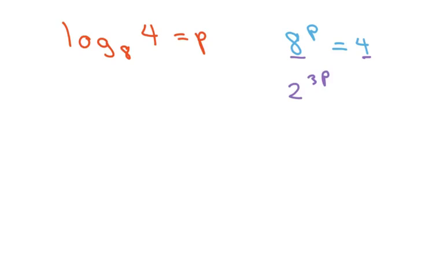Let's do one that's getting harder. So let's do log base 8 of 4. Set this to your power. So 8 to a certain power equals 4. Now in this case, the bases aren't the same, so I'm going to change my base. 8 is 2 cubed, and then you multiply it by p, equals 2 squared. Since my bases are the same now, I have 3p equals 2. So p equals 2/3.